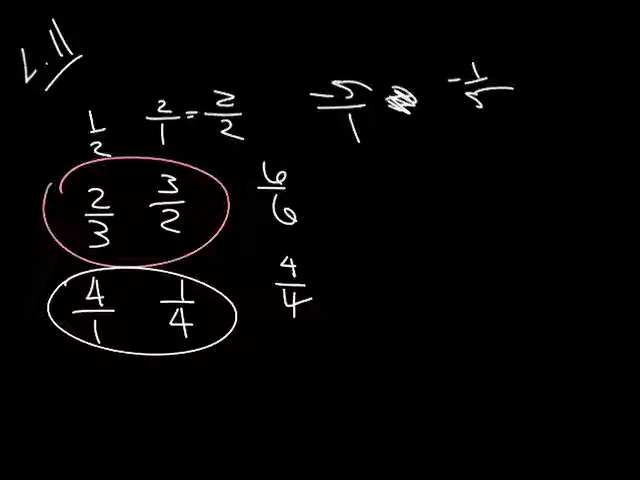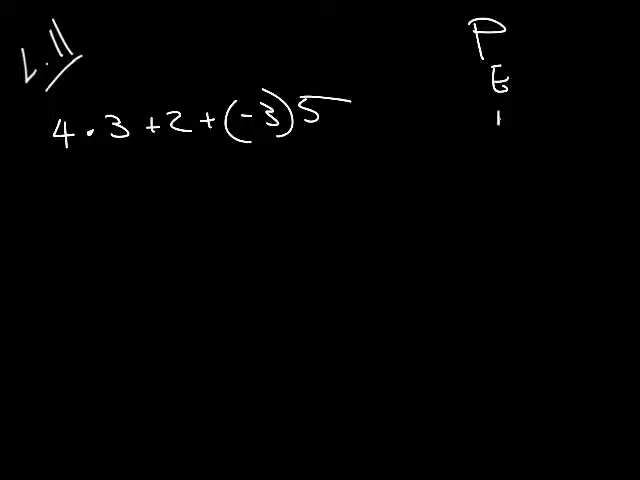Order of operations, which is the next section in this set of Algebra 1 problems. If we want to simplify or compute the value of something like 4 times 3 plus 2 plus -3 times 5, we have to use PEMDAS. And you have used this over and over and over again. This is parentheses, exponents, multiplication, division, addition, and subtraction.